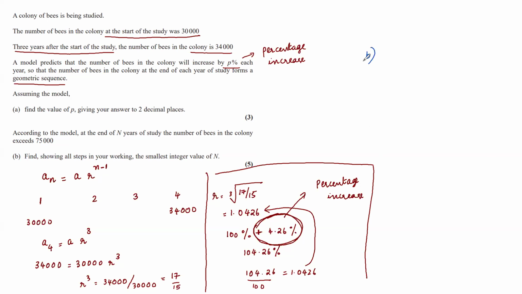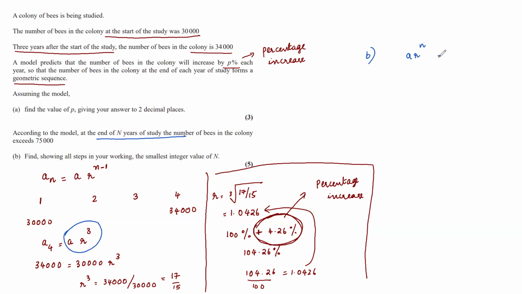Okay, so B part. We can see here that 3 years after the start of the study was represented as a r cube. So n years after the start of the study means a r to the power of n. I repeat, 3 years after the start of the study was represented by a r cube. So here it is n years after the start of the study. This will be a r to the power of n.